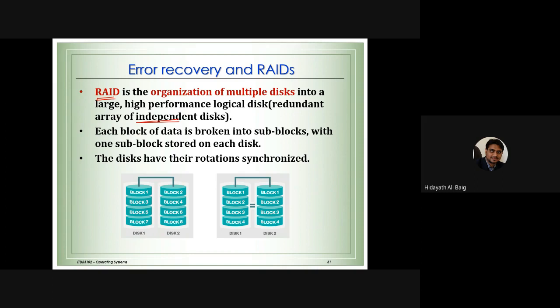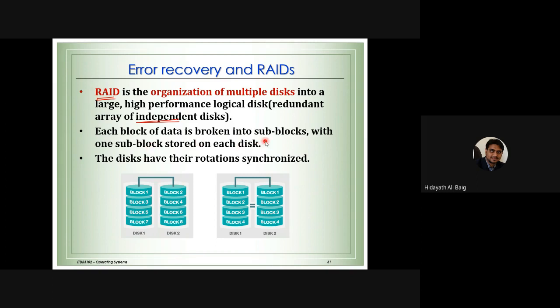So that is this mechanism of RAID, which we call redundant array of independent disks, or inexpensive disks. How do we actually maintain this? There are different strategies we are going to discuss. The first concept to understand here is the reading. Each block of the data is broken into subblocks, with one subblock stored on each disk. Means we are not storing all the data together in one location. We are breaking a block of data into small subblocks, and each subblock is stored on a disk.